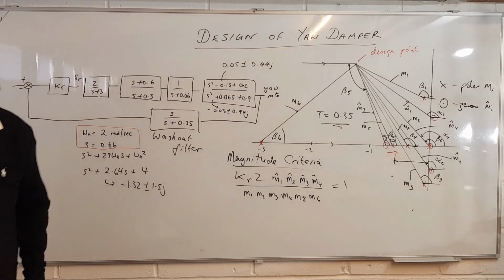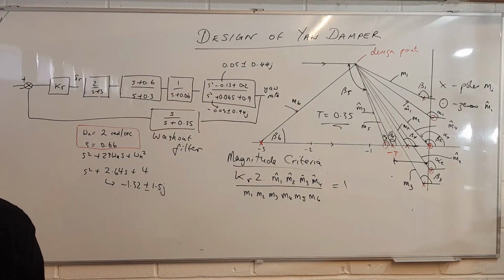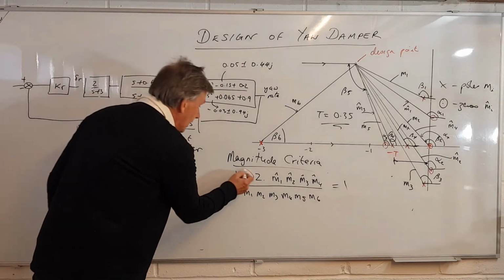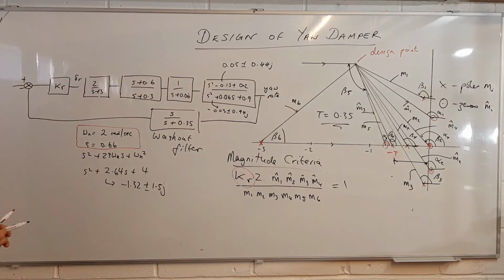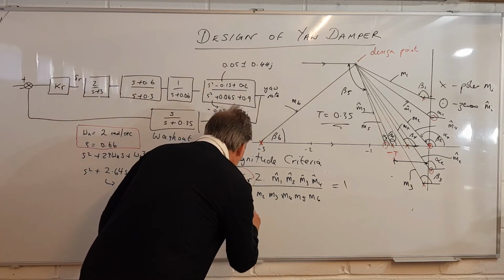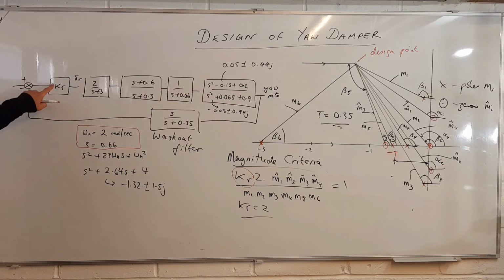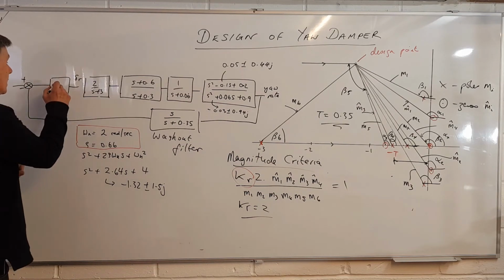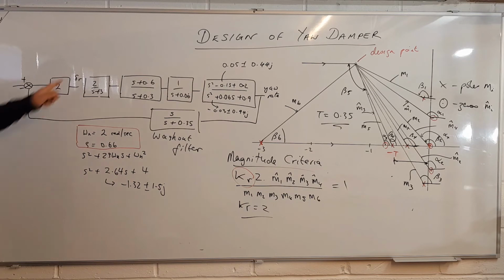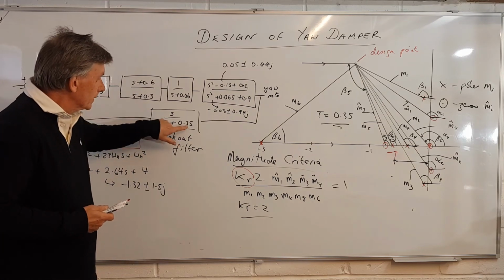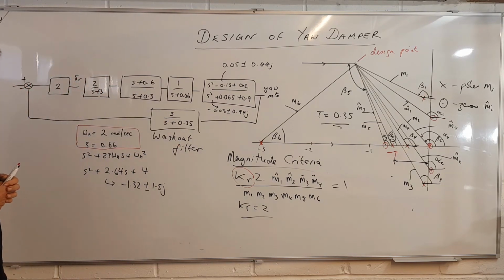And in this equation now, we know everything but Kr. So we can solve that for Kr, and in this particular case, Kr comes out as 2, which is quite nice. So that would be a 2 in there. So this now is the design of our yaw damper. It's got a forward loop gain of 2 and a pole here in the washout filter at 0.35. And we've achieved that.